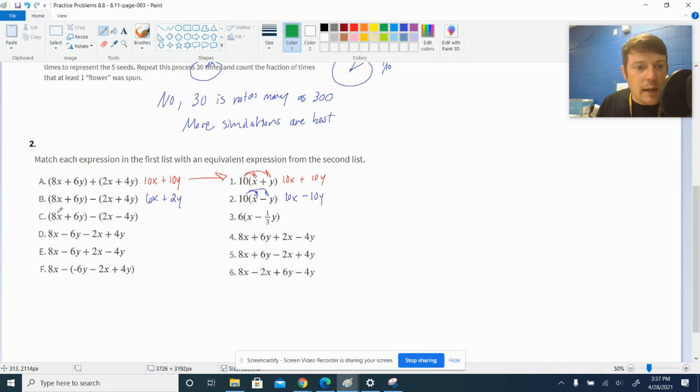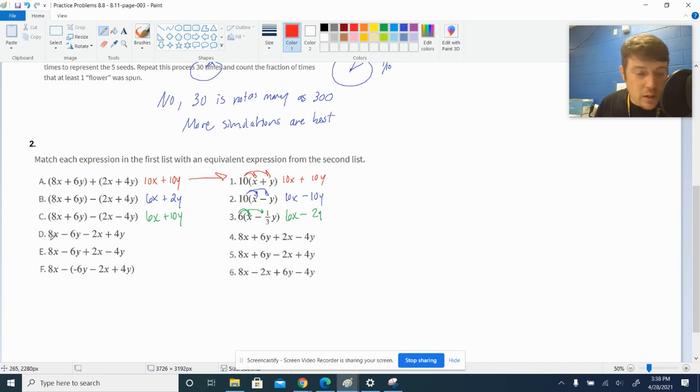All right, moving on. 8x minus 2x gives me 6x. And 6y minus a negative 4y actually adds the opposite, and then would give me 10y. So this one would be 10y. 6 distributed to x gives me 6x, and 6 times a third. A third of 6 is 2, so this would be minus 2y. No matches yet. All right, let's continue.